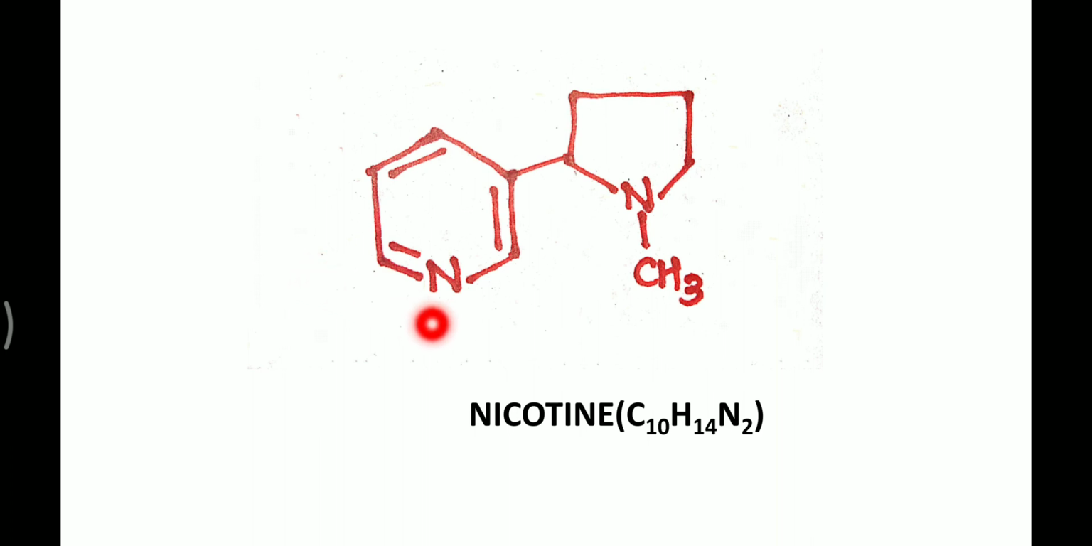And you have to remember, if this is 1, 2, 3, there is bonding between the third position and the second position. In the pyridine it is the third position, in the pyrrolidine derivative it is the second position. So this is the structure of nicotine, and nicotine has the molecular formula C10H14N2. And remember this, nicotine does not contain oxygen.